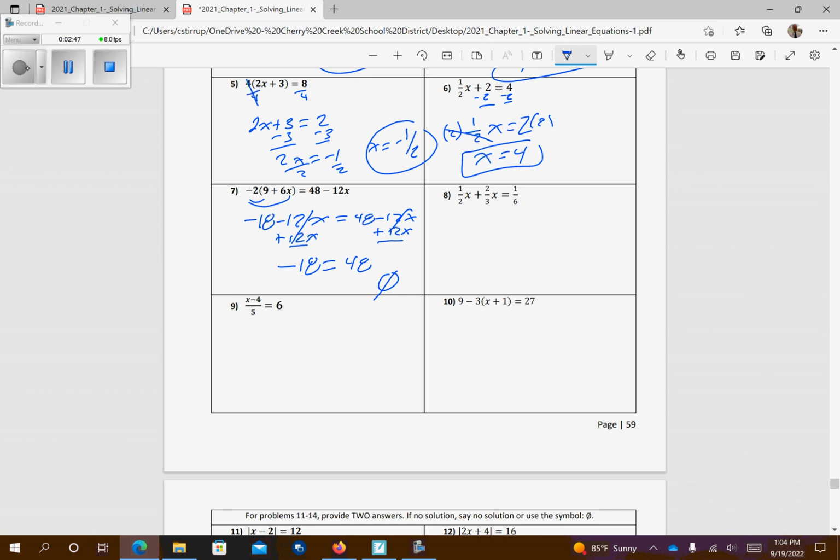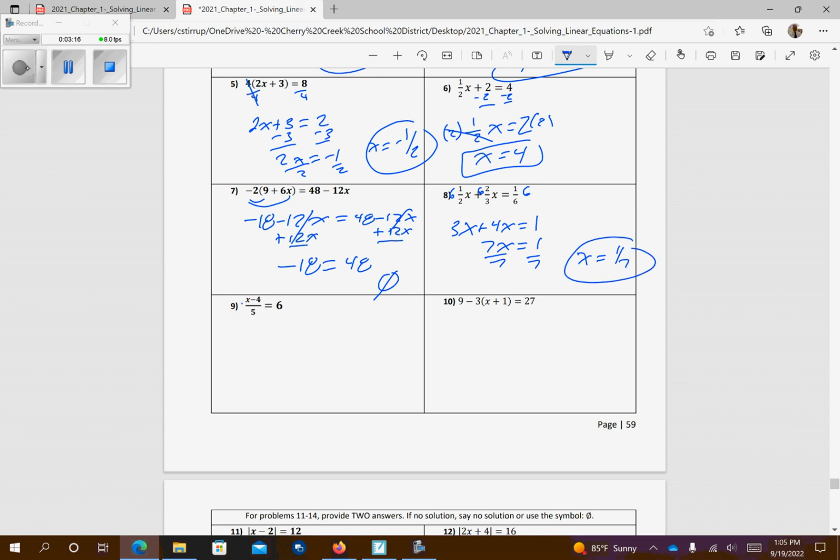Number 8, we're going to go ahead and clear the denominators. So what number does 2, 3, and 6 all go into? Well, that would be 6. I'm going to multiply this by 6, this by 6, and this by 6. And if I multiply by 6, 6 over 2 is 3x. And this becomes 12 over 3, which is 4x, is equal to 1. So then I get 7x equals 1. Divide each side by 7. So x equals 1 over 7.